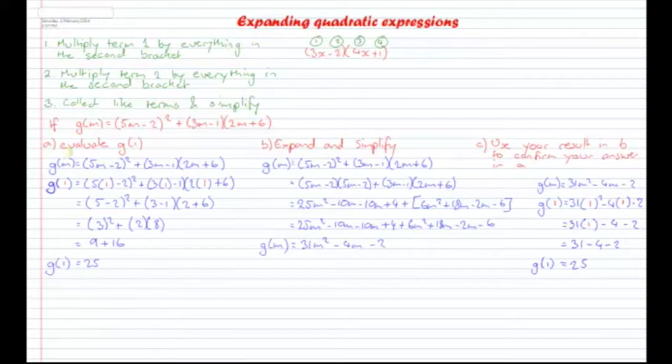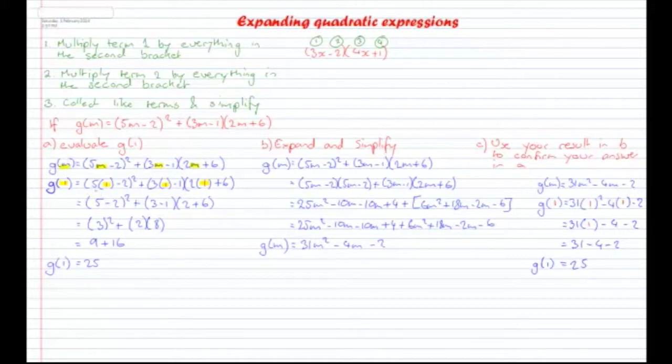Okay, so the first question says evaluate g of 1. So we've got g of m as the function, that is g of m is equal to (5m minus 2) squared plus (3m minus 1) times (2m plus 6). And of course, instead of writing m, I've actually got 1 in the brackets here. So instead of writing m, I write 1, and everywhere you see an m, you actually need to write 1 in brackets. So you can see here I've got my m, and I've written 1. Instead of writing my m here, I've written 1 in brackets. Same again here and here. Right, so all you're doing is substituting in 1 for m.